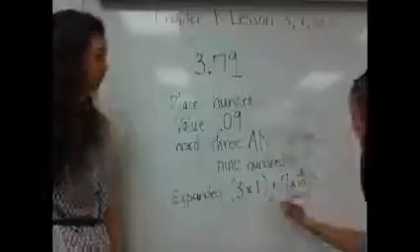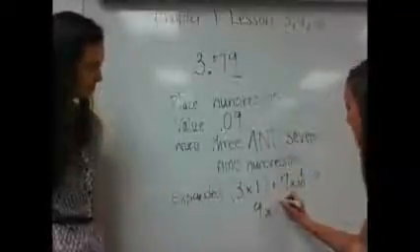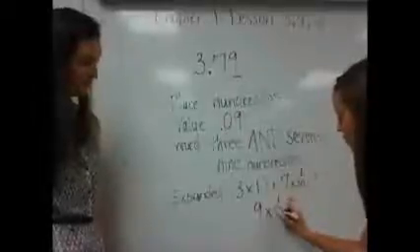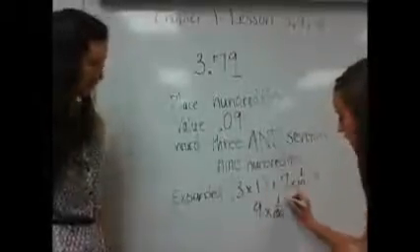Okay, and then my last digit, 9 times, and the 9 is sitting in the hundredths place, so I'm going to say 1 over 100. That's hundredths. And I think I have it. There we go. Expanded form is always going to be your longest because you have to break it apart.